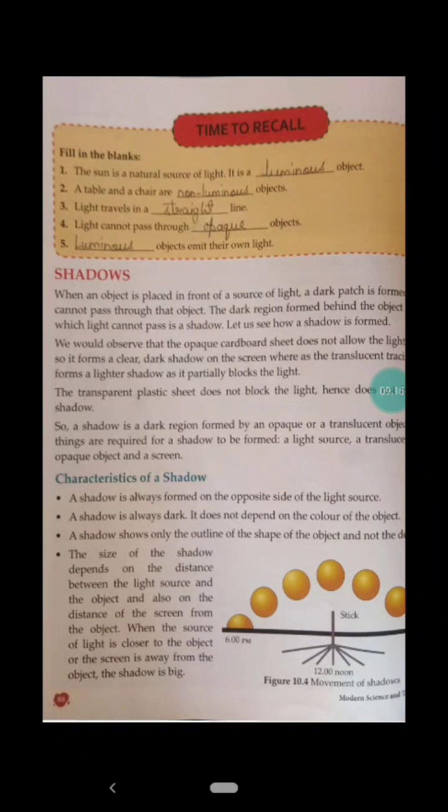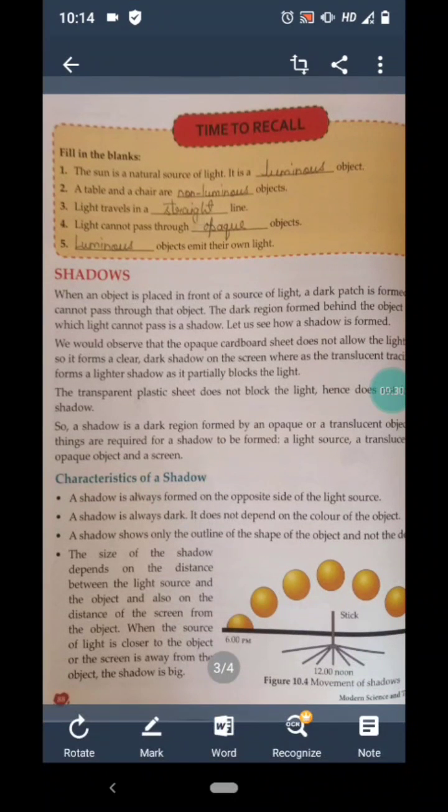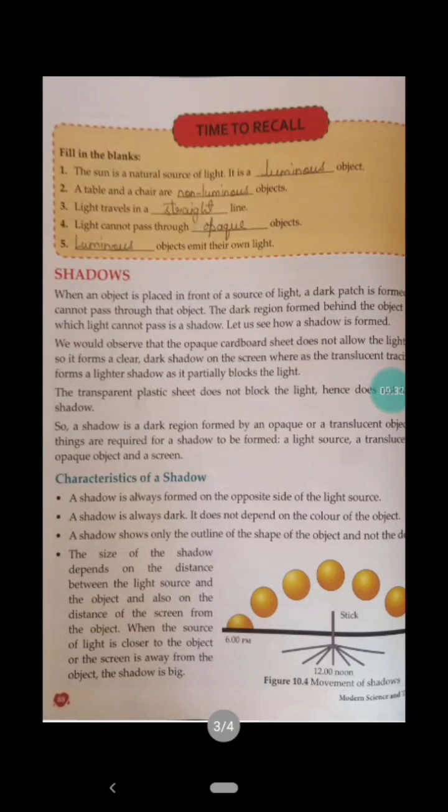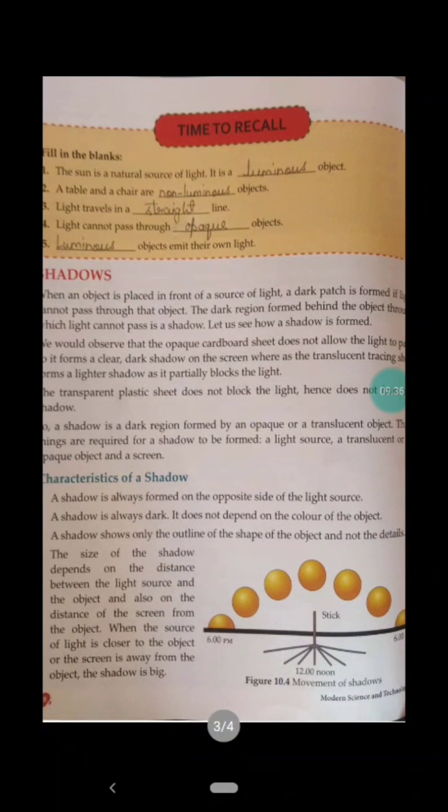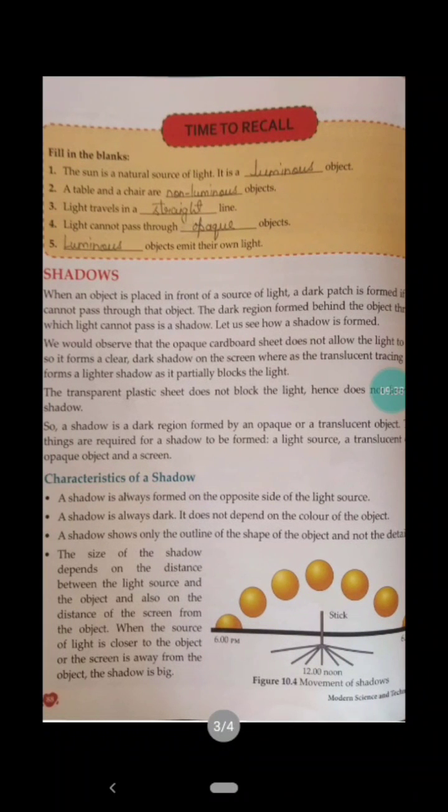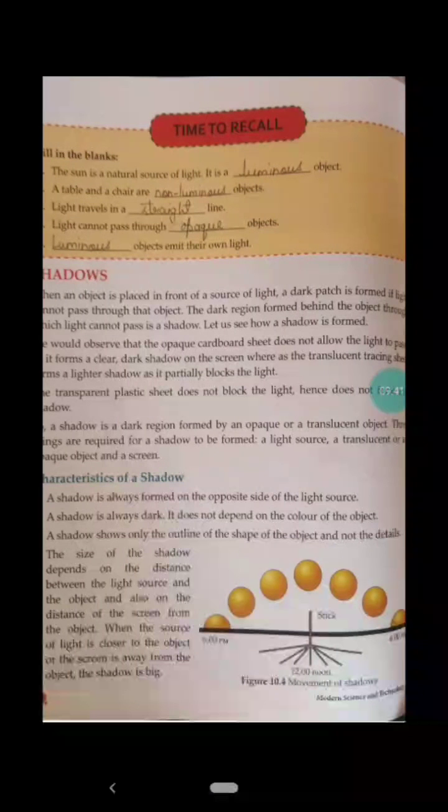So a shadow is always dark. It is always of dark color. It does not depend on the color of the object. It doesn't matter what the color of the object is. It may be white, blue, red, it doesn't matter. The shadow will always be dark in color. Next is, a shadow shows only the outline of the shape of the object and not the details. It does not give any detailed idea of the object. It gives only the outline of the object.